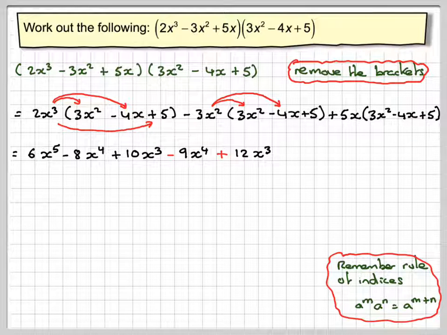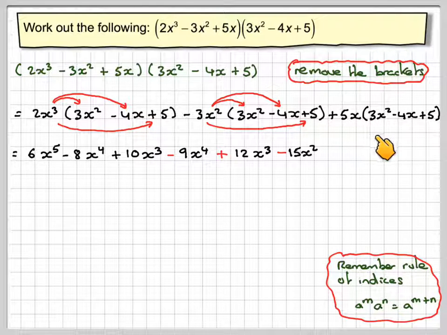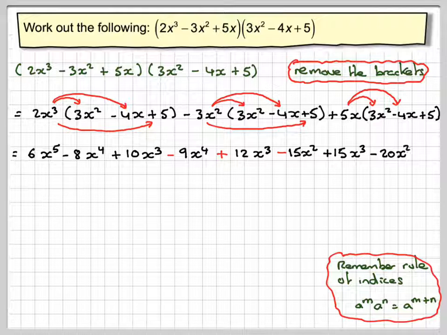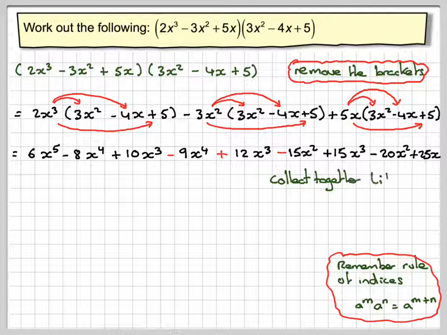Minus 3x squared times 5 gives me minus 15x squared, and then plus 5x times 3x squared gives me 15x cubed, and then 5x times minus 4x gives me minus 20x squared, and then 5x times 5 gives me plus 25x. And we collect together like terms.